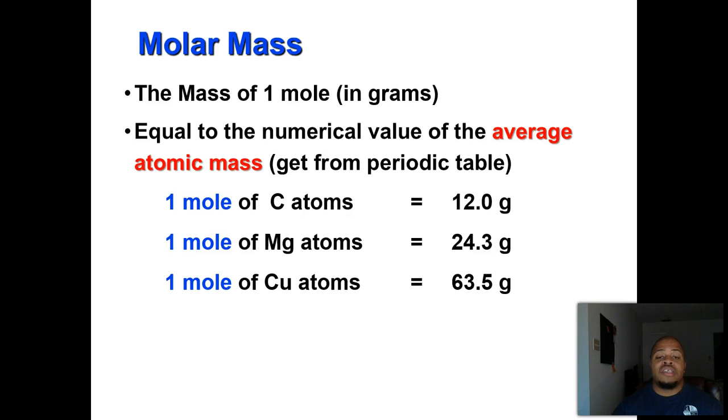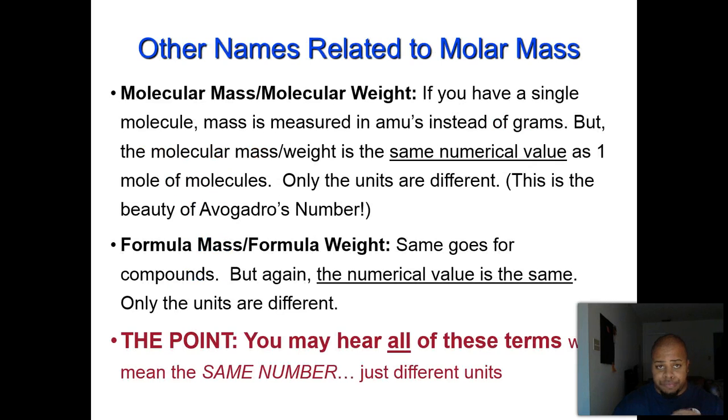Now, what this is telling me is that 1 mole of carbon atoms is equal to the average atomic mass, which I get from the periodic table. So 1 mole of carbon atoms is equal to, looking at my periodic table, 12.01 grams. 1 mole of magnesium atoms, 24.31 grams, and so forth. Copper atoms, 1 mole, 63.55. The same idea, so we can use those same values. Now we're just going to change the unit.